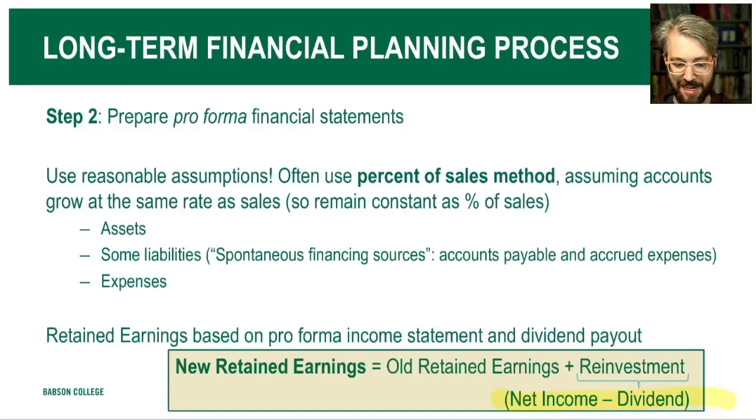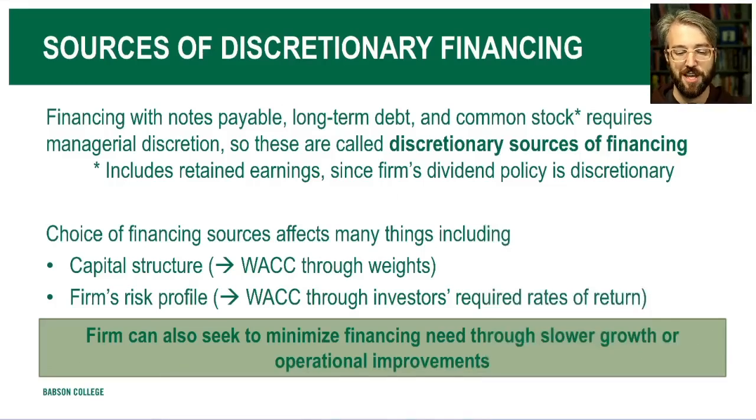In step two, we called spontaneous sources of financing. So the spontaneous sources of financing were the ones that increased on the liability side automatically, just through growth in the firm's operations. The discretionary financing sources are the ones where management is going to have to make some decision. Depending what sources of discretionary financing the firm chooses to rely on, that's going to affect the firm. And in particular, it's going to affect the firm's weighted average cost of capital, and therefore perhaps the projects that the firm chooses to engage in. Because we know that the WACC affects the IRR hurdle, the NPV calculation for various projects that the firm is considering.